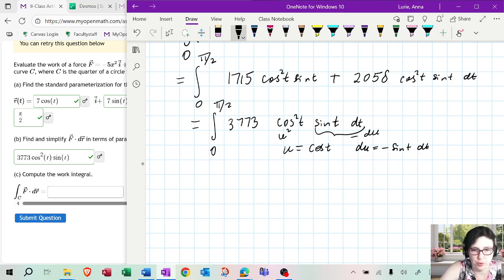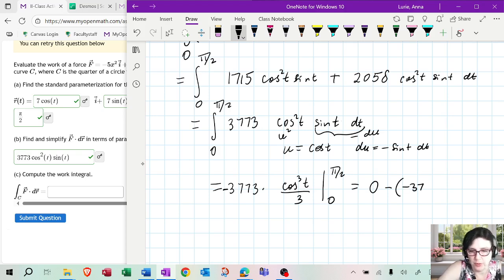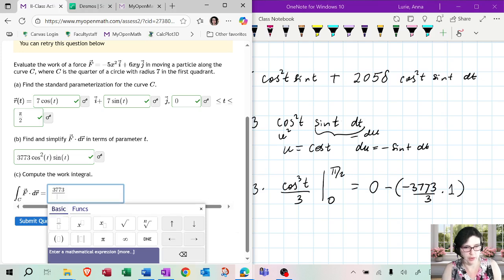So this becomes negative du, and then cosine squared becomes u squared. So it's going to be u squared du, which gives u cubed over 3. So this is going to be cosine cubed t over 3, and the minus is still going to be there. So that's minus over here, and then 0 to pi over 2. First we plug in pi over 2, and cosine of pi over 2 is 0, so that part's 0. Then we subtract negative 3773 divided by 3, and cosine 0 is 1, so that's just going to be 1. So I think this is going to be 3773 divided by 3.